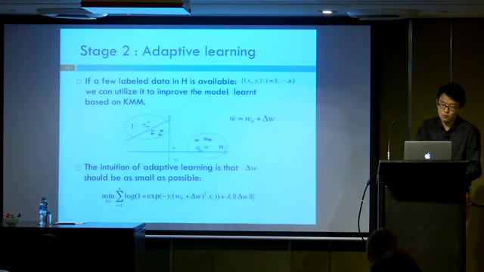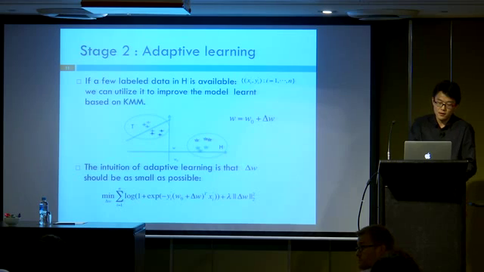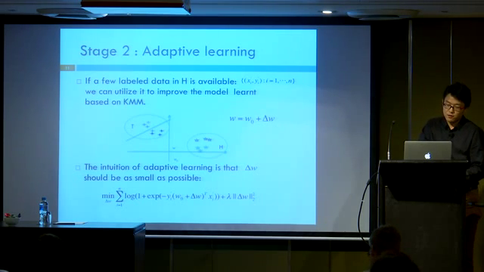So can we improve the model we have learned before? Here we adopt an adaptive learning or incremental learning idea. We can slightly modify the model learned from stage 1 by a small perturbation delta, by using supervised learning on the available data in domain H. The modified classifier is the final model we can use for Spanish spam detection.